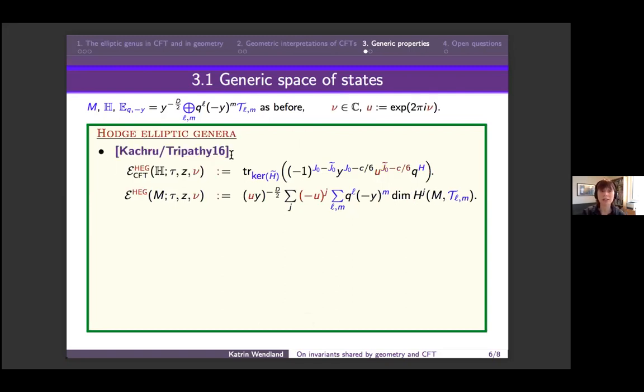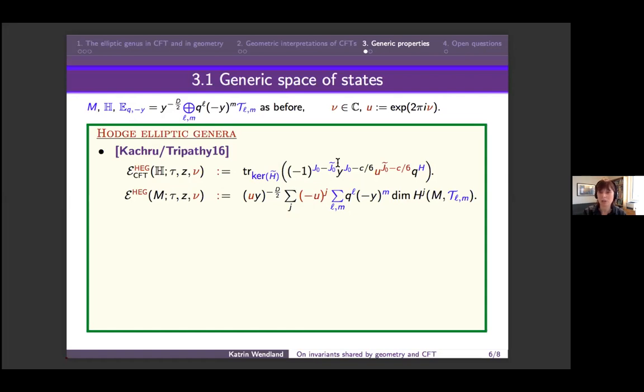Katrin and Tripathi in 2016 actually suggested to do the following to fix the problem. They introduced a new parameter in the story. They refined the elliptic genera, speaking of Hodge elliptic genera then. And they refined these elliptic genera by introducing a new parameter U, which keeps track of the eigenvalues of J0 tilde. And similarly here on the geometric side of the picture.